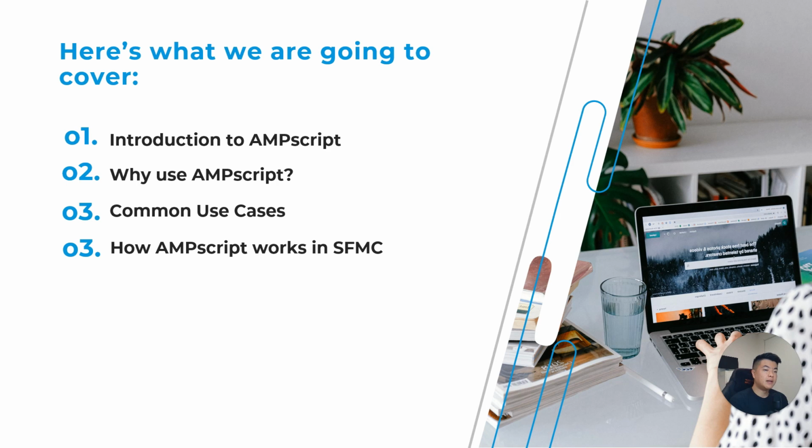The final component here, that should be 04, is how AMPscript works in SFMC, right? So now we know what AMPscript is, but how does it actually work? How do we play with the data that we have from our customers and actually output it in an email and SMS message? So yeah, let's get started.